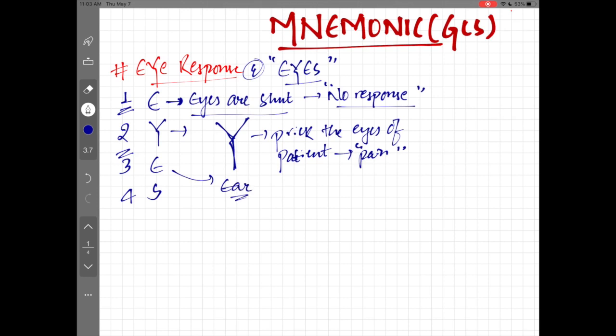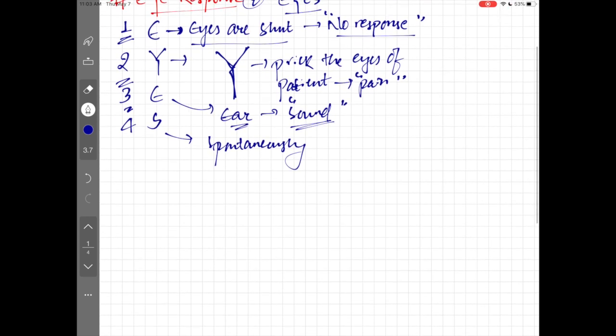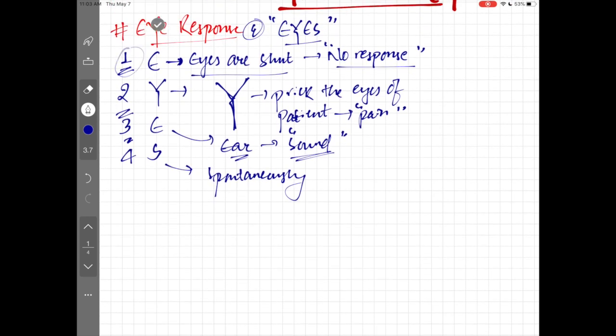For E, let's just assume it is ear. Ear means sound, right? So the patient is responding to sound, so he gets a score of 3. And S means spontaneously. So if he opens the eyes spontaneously, he gets a score of 4, right? So 1 means eyes are shut, 2 means Y-shaped pricking object, responding to pain, 3 means ear, so he responds to sound, and 4 means he opens his eyes spontaneously, that is S.